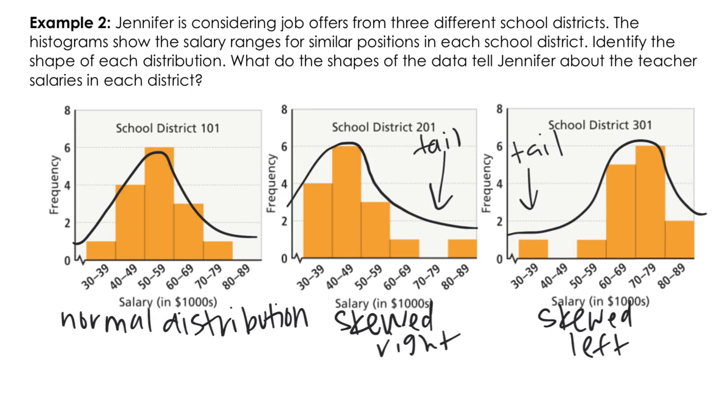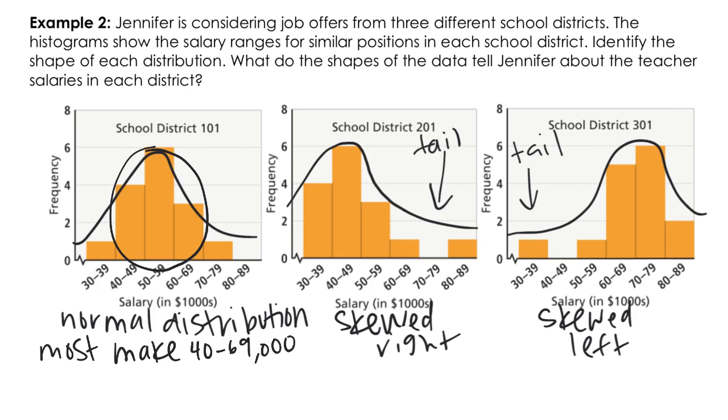So for this first one, it looks like most of the people are within this 60. Honestly, we could say most people are within these 3 columns. So most people make $40,000 to $69,000. I should put those zeros in there. Let's actually fix that. $40,000 to $69,000 for this first one.